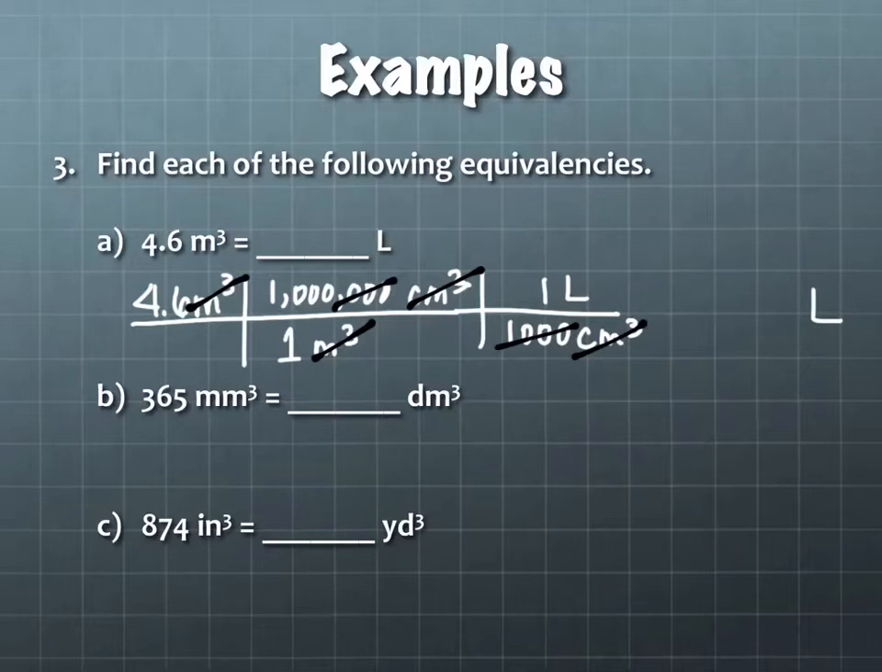So what would you get when you multiply 4.6 times 1,000? 4,600. Yeah, 4,600 is right. So this is 4,600 liters.